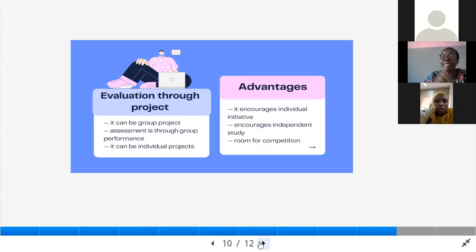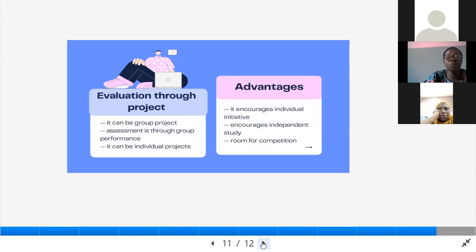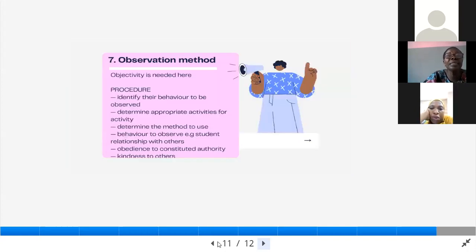We are talking about the types of questions that come in moral education. Want to see the next one? The next one is the observation method. Now, the observation method needs objectivity and a critical procedure, and also sincerity of the teacher.